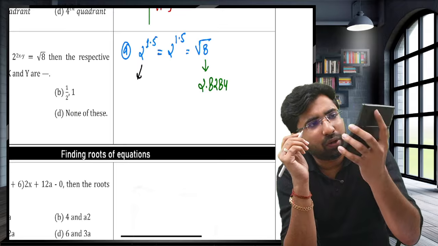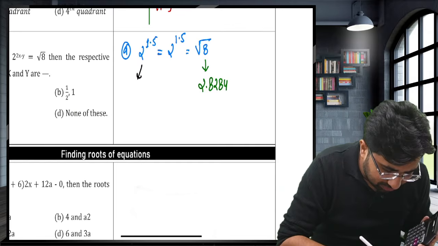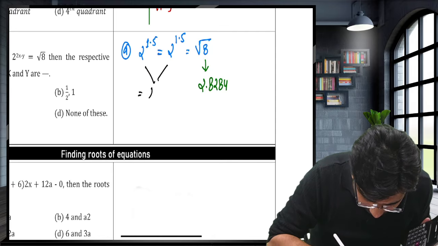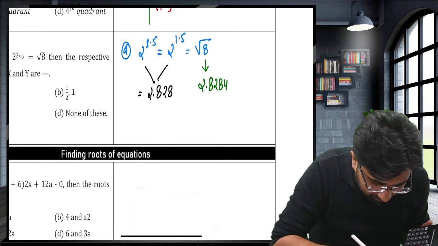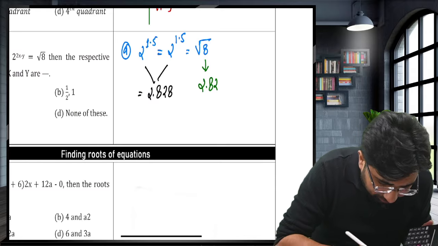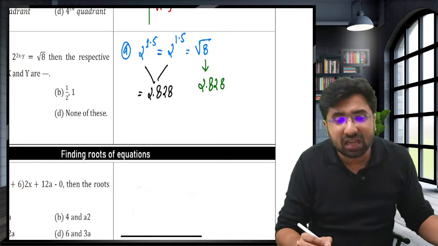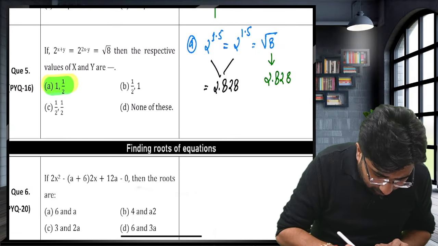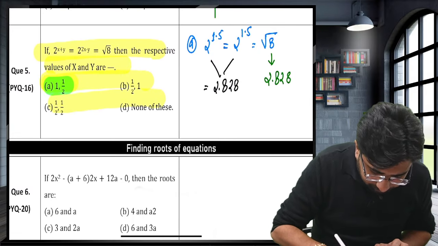We are getting 2.8283. Just check for 3 digits. Yes, we are getting 2.828 and here also you are getting 2.828. Since option A gives you LHS equals to RHS, option A is correct. The rest of the options are wrong.